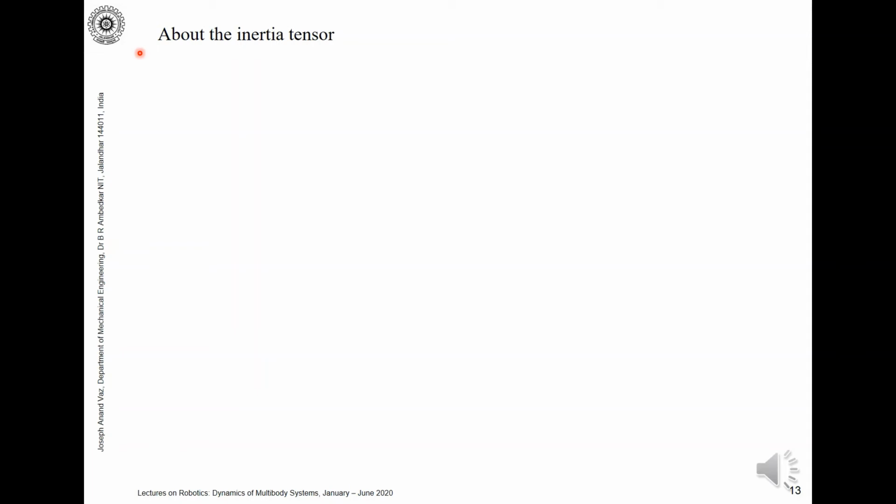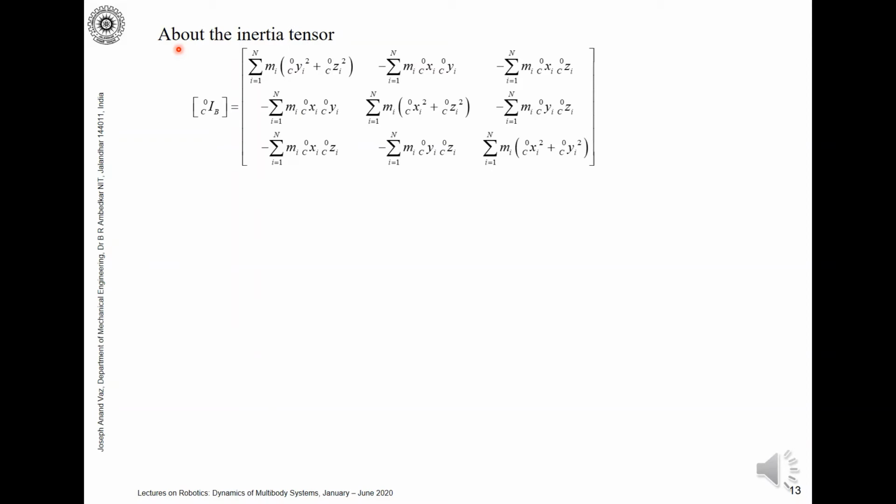In this part of the lecture, we will see something more about the inertia tensor. In our previous part of the lecture, we had seen that the inertia tensor of the body B with respect to the center of mass expressed in the frame 0 is given by this matrix here, which is a 3 by 3 matrix, and one can see that it is a symmetric matrix.